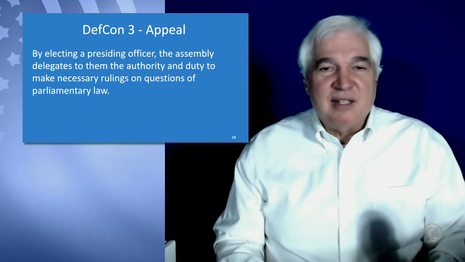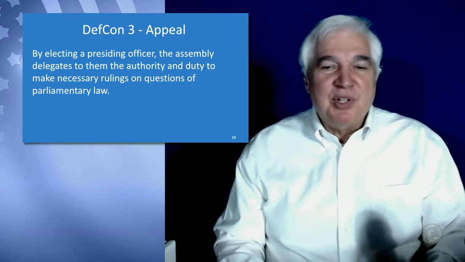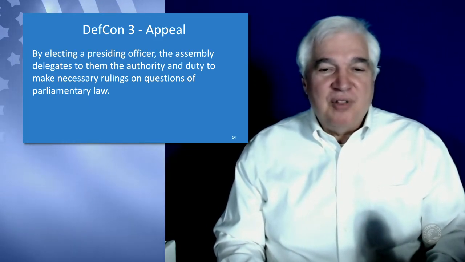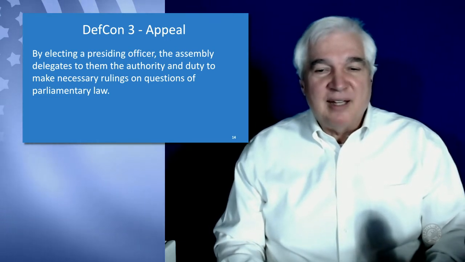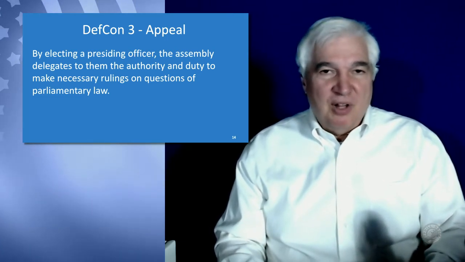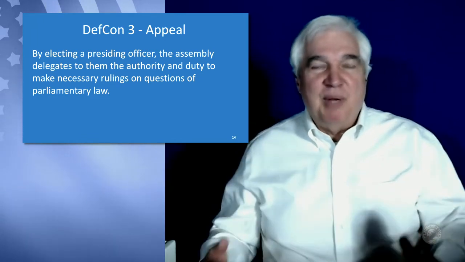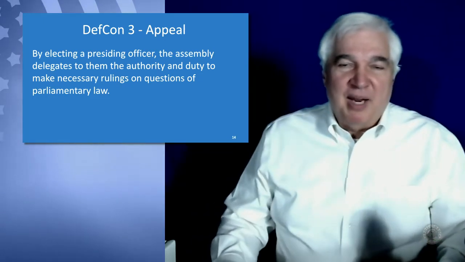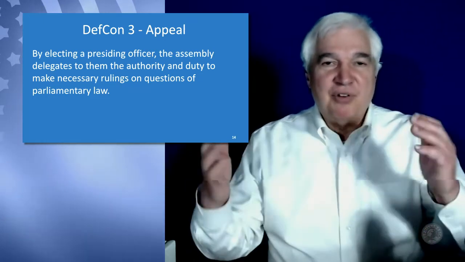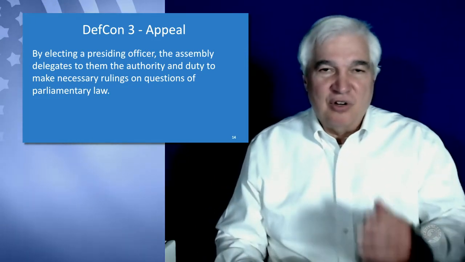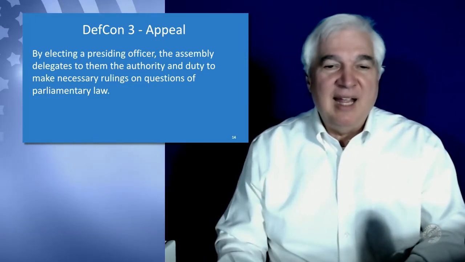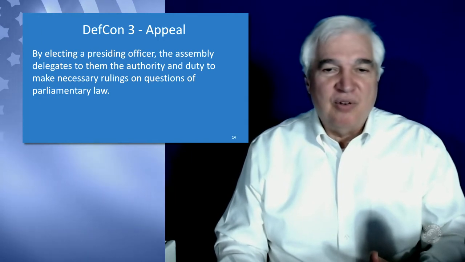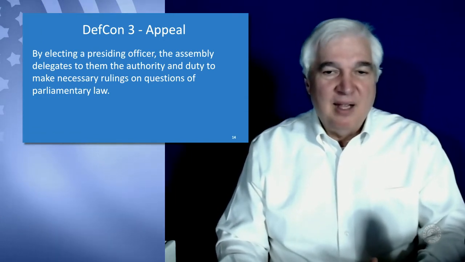But the whole basis of doing an appeal is that by electing a presiding officer, the Assembly delegates to them the authority and duty to make necessary rulings on questions of parliamentary law. This prevents everyone from being the parliamentarian making rulings. You've got a presiding officer that is running the meeting, and so you're entrusting them to do the right thing. And so this is what you do when you think that they've not done the right thing.